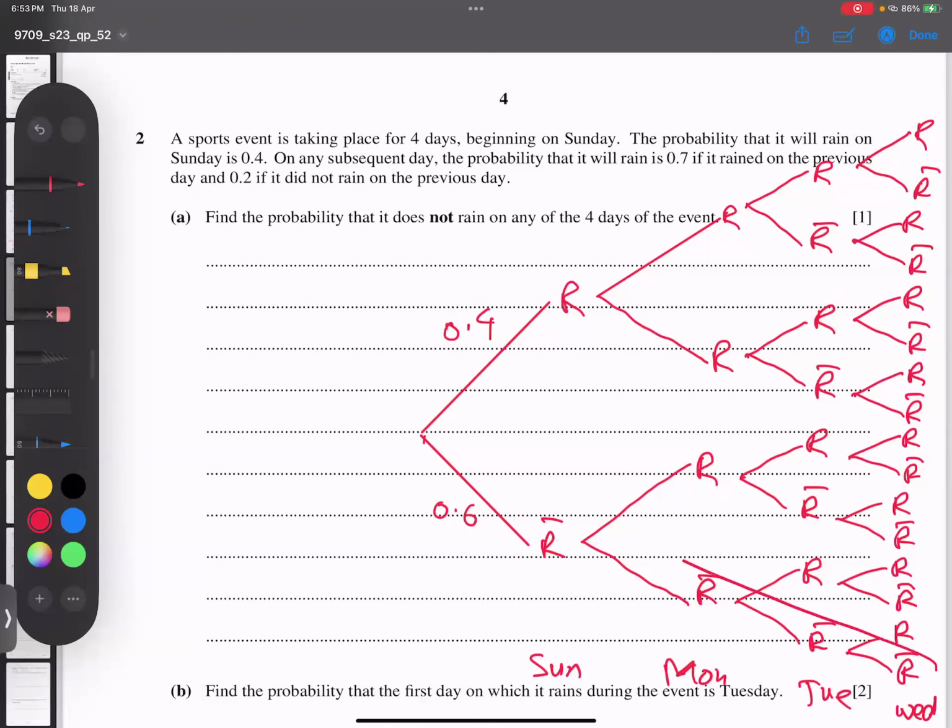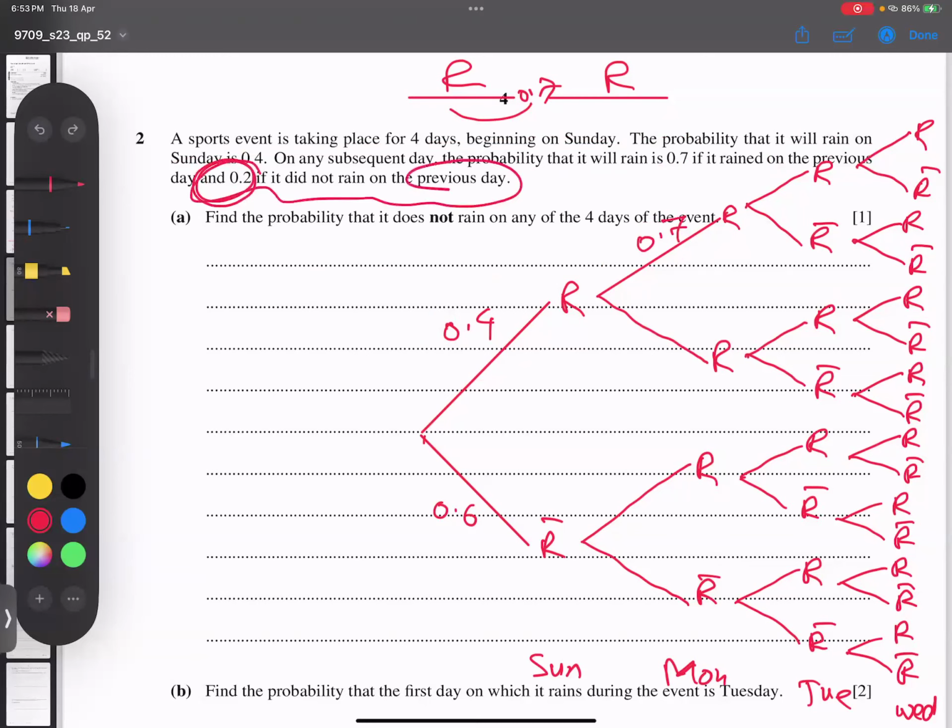You know why? Because he said that it does not rain on any of the 4 days. So the last branch we're looking for. Student, he mentioned that if the previous day is rain and the next day also rain, both days are rain. So it means the probability is 0.7 and 0.7. In a previous day, he mentioned that if a previous day is rain, the chances of the next day being rain is 0.7. So look at here, previous day rain, the next chance is 0.7.